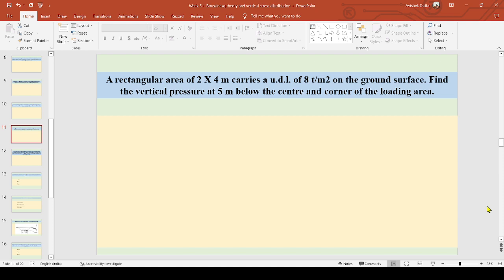Find the vertical pressure at 5 meter below the center and corner of the loading area. The loading area is rectangular. Area of 2 by 4 meter carries a UDL of 8 ton per meter square on the ground surface. Okay. Next question.